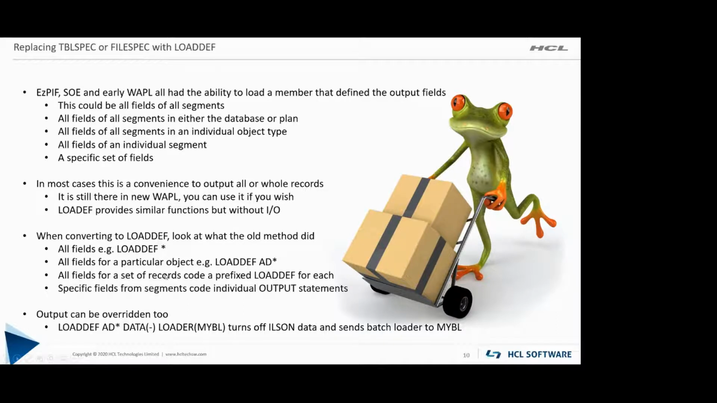Equally, for fields for a set of records, you can do more than one load def. So asterisk, so that would allow you to load applications and calendars. If you want to be more specific, if you want to load particular fields from particular record types, then you would use output statements just the same as you would have done in EasyPiff or early old WAPL.